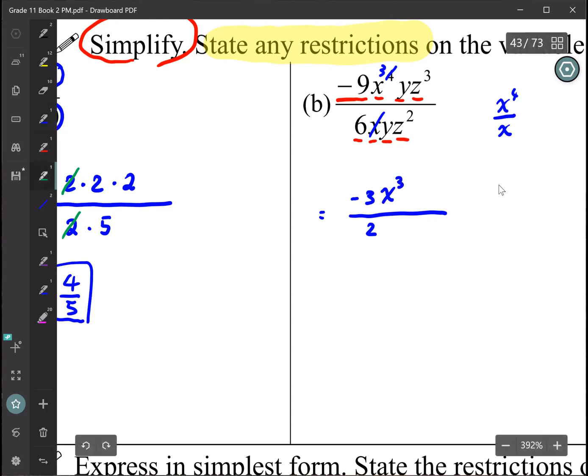Okay, now for the y we have the same amount, so they are gone. And then finally the z, the top has more, right? So the square will cancel out with the cube on the top. So you only have 1 left. Okay, so you are done, right? So that's your answer. This is simplified.